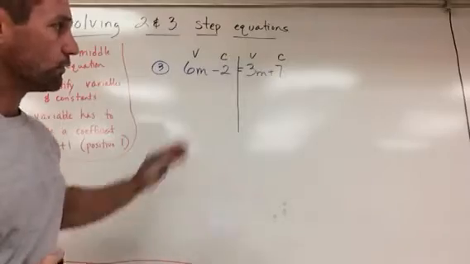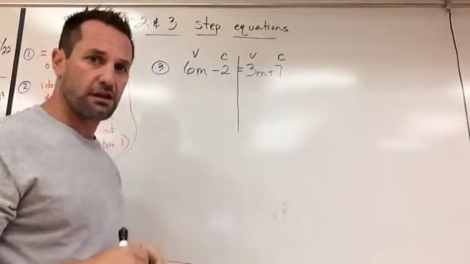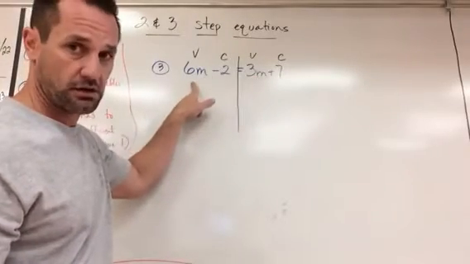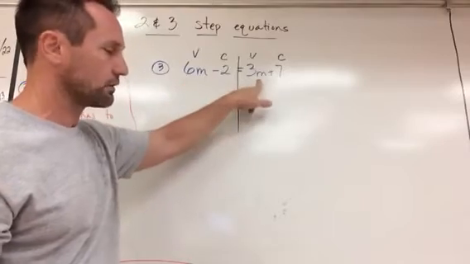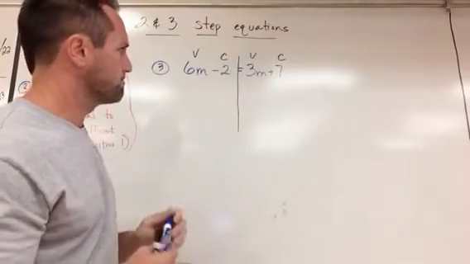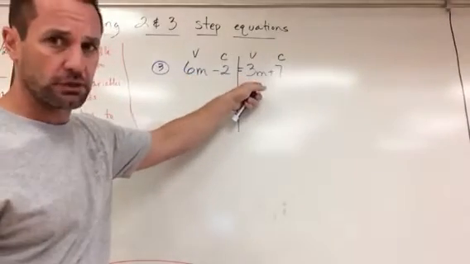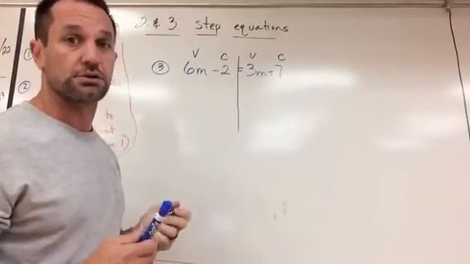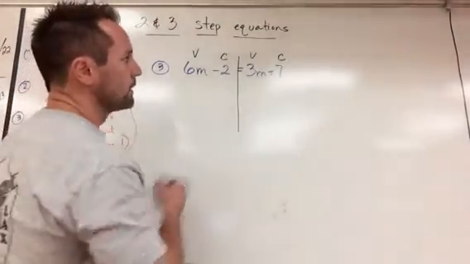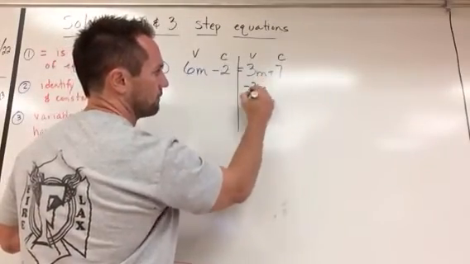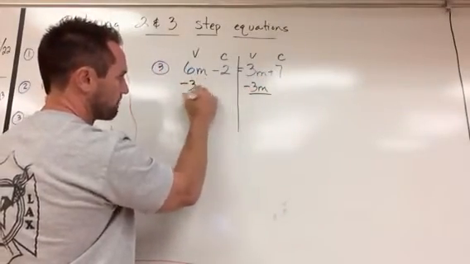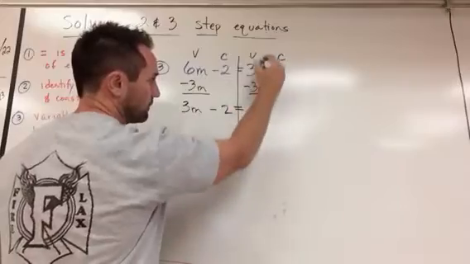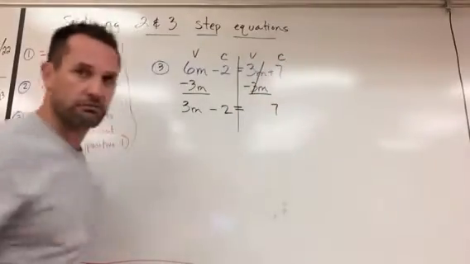Okay, now, when we're doing this, my goal is to always have my variable be positive. So I need to move either the 3m from the left side to the right side, or the 6m from the left side to the right side. Did I say that backwards? Okay, so my question is 6 minus 3 or 3 minus 6? Which one is going to get me a positive answer? And the answer is 6 minus 3. So I'm going to subtract 3m from both sides. Subtract 3m from both sides. And I get 3m here minus 2 equals, the 3m's cancel, and I get a 7. Okay?